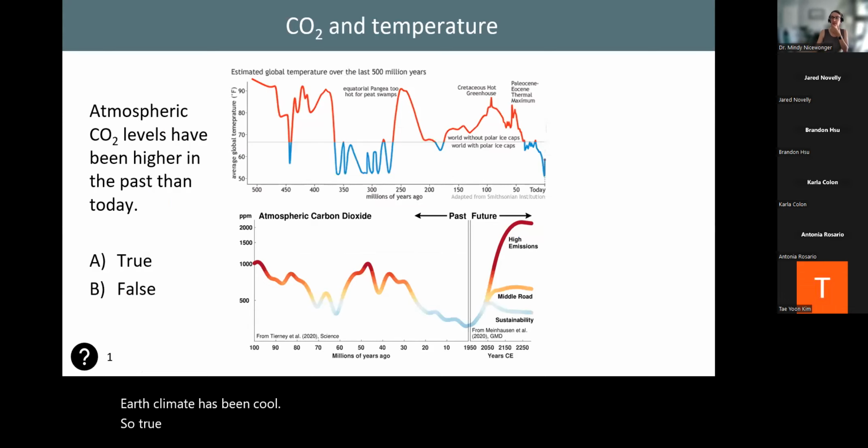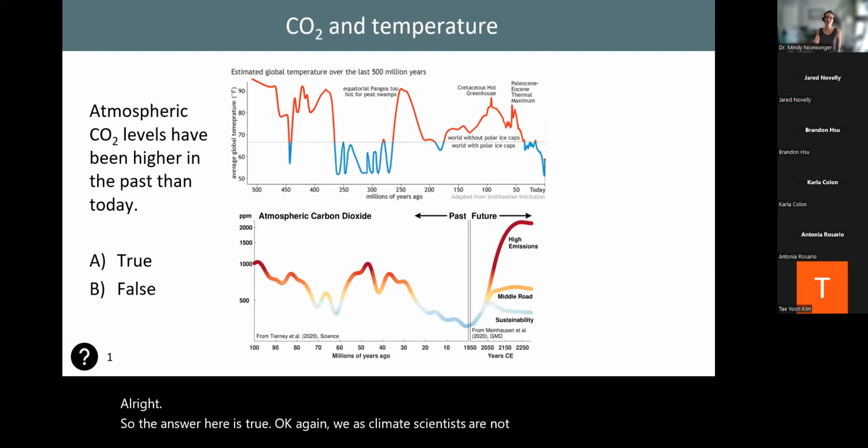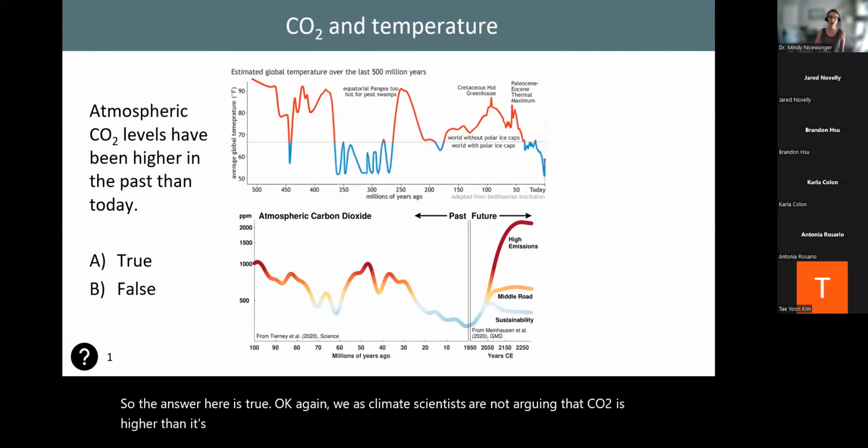So, true or false? Atmospheric CO2 levels have been higher in the past than today. All right, so the answer here is true. Again, we as climate scientists are not arguing that CO2 is higher than it's ever been. It has been higher, right?